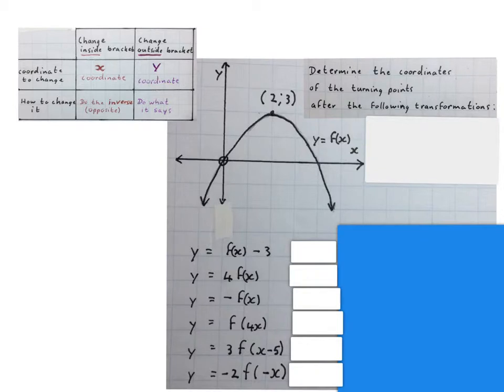So in each case, the (2, 3) is going to change to something else. That is my x value, that is my y value. Here it says y equals f of x minus 3. It is outside the bracket. It will influence the y value, and we will do what it says to the y value.